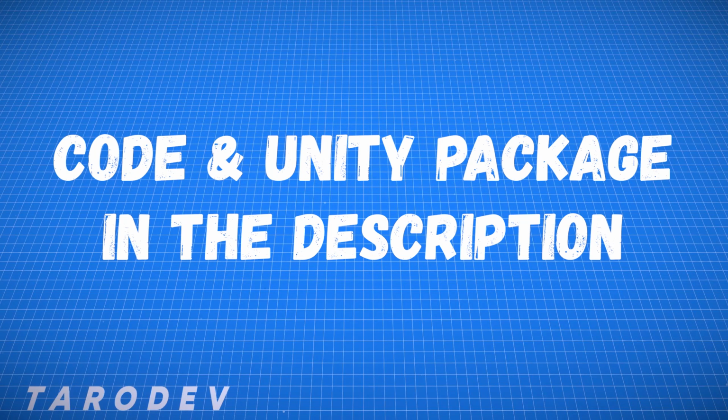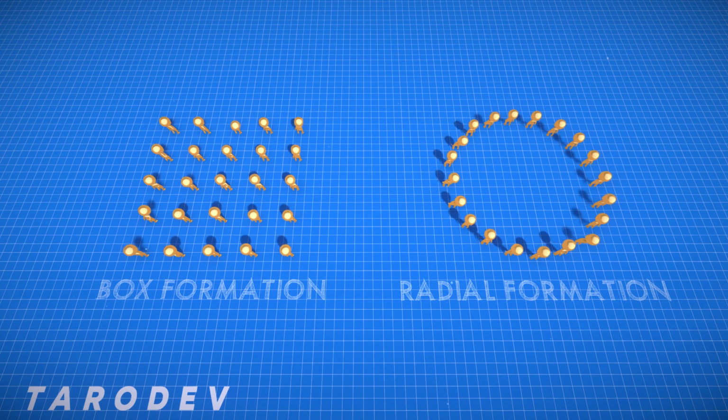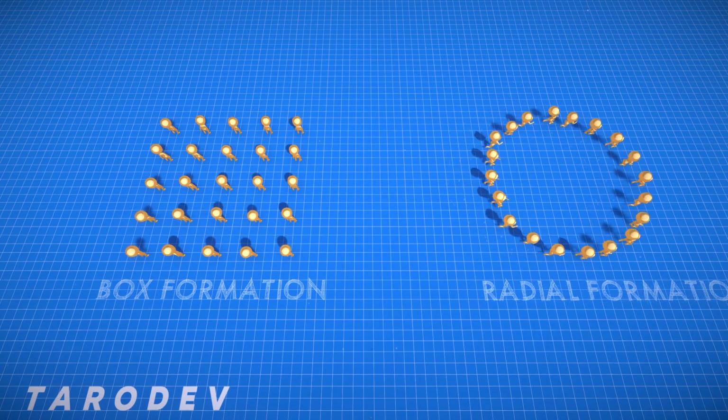In this video, I'll be discussing two types of formations, the box formation and the radial formation. But we'll start with the box formation.